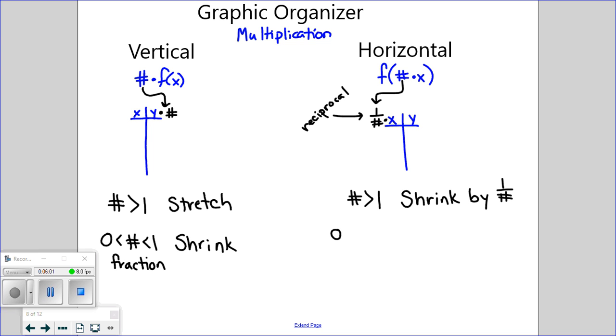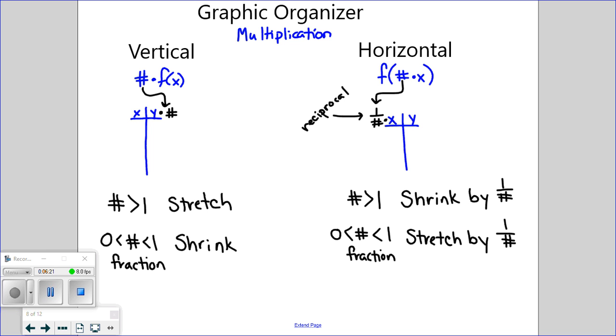If the number that started inside our function was a fraction, something between 0 and 1, it would stretch my graph by, again, its reciprocal. So let's say the number that was inside of there had been a 1/5. It would stretch my graph by 5.